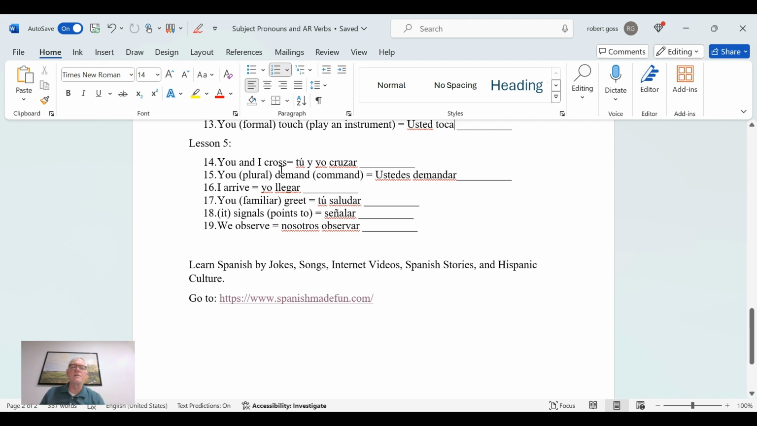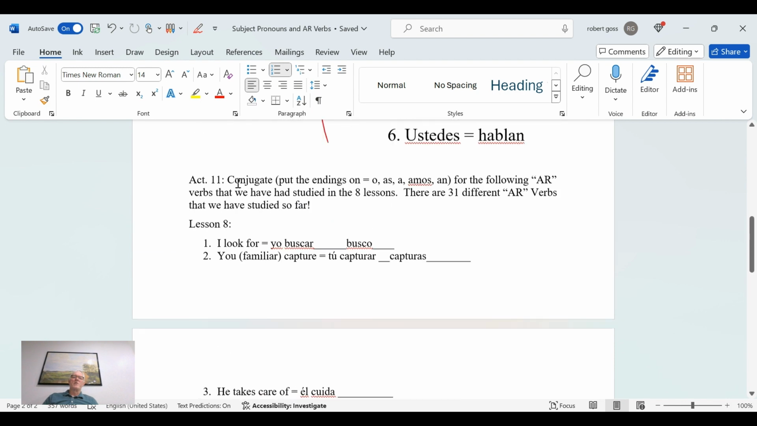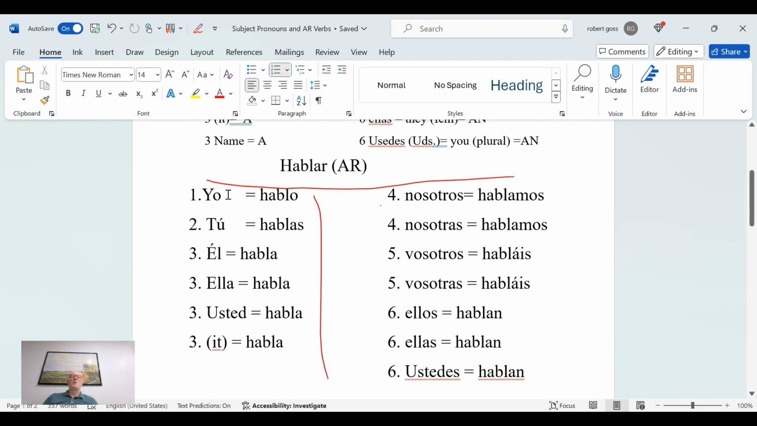Let's get the verbs out of lesson 5. You and I cross. Well, we have you is tú, and I is yo. You and I. Oh, well, this is a little bit harder. Now we said that yo is one person and tú is one person, but now we're combining them. So we have you, which is tú, and I, which is yo.